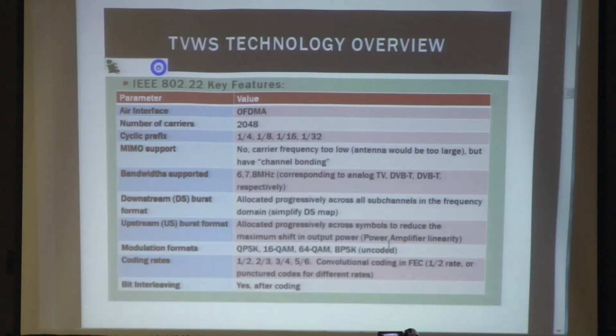The one feature that TVWS has compared to LTE is that it can have adaptive modulation and coding rate. So it can automatically shift between QPSK and 64 QAM depending on the channel itself. The bit interleaving is done after coding, which is different from other 802 standards. For example, Wi-Fi does it before coding, but that's just a small detail.